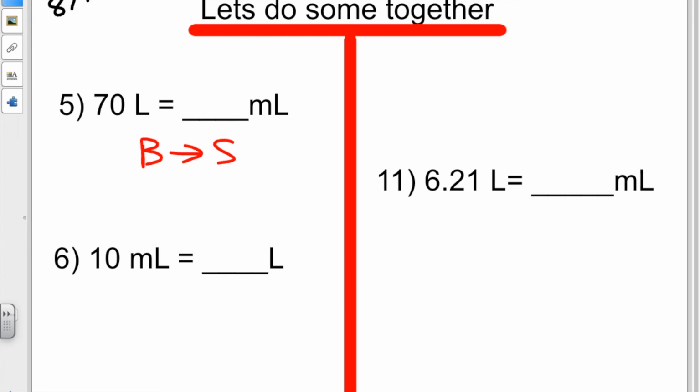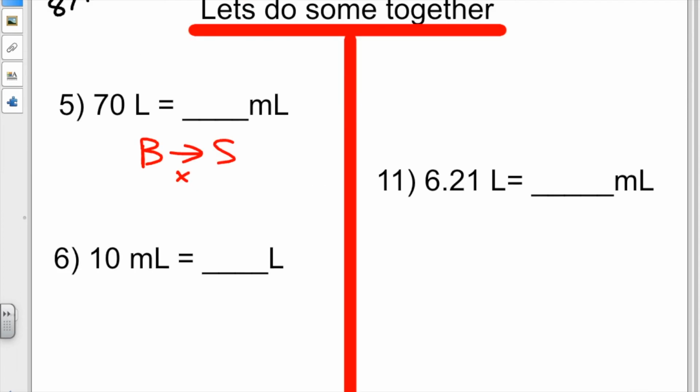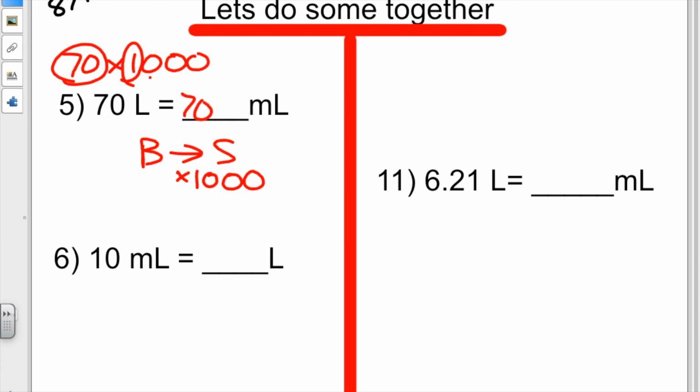All right. And since you're going from big to small, you're multiplying. So go back to your metric staircase. We have 70 liters. We need to get down to milliliters. We need to get down to here. So we need to multiply. We need to multiply by 10 to the third, which is the same thing as 1,000. So you multiply by 1,000. So 70 times 1,000. 70 times 1 is 70. Add 1, 2, 3 zeros. You get 70,000. Any questions on that one?